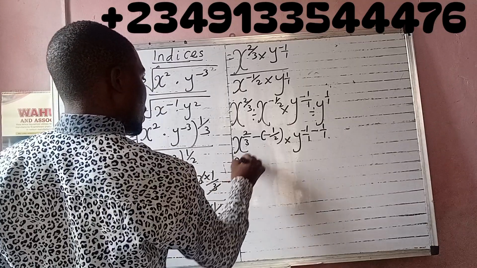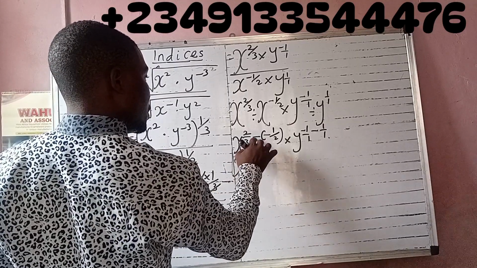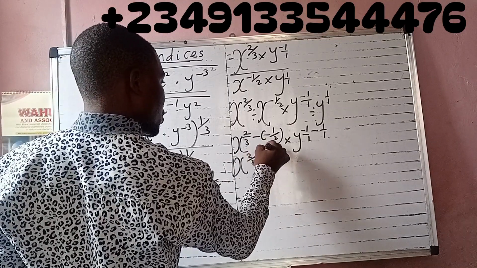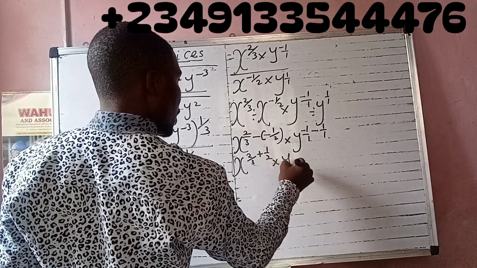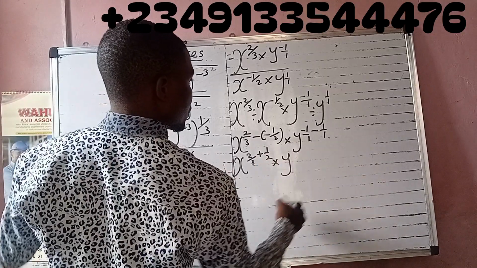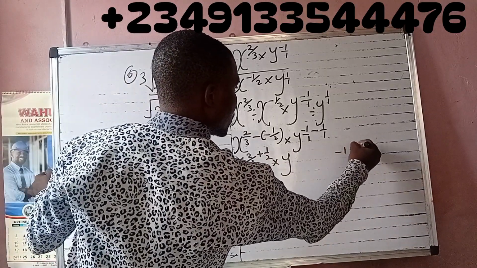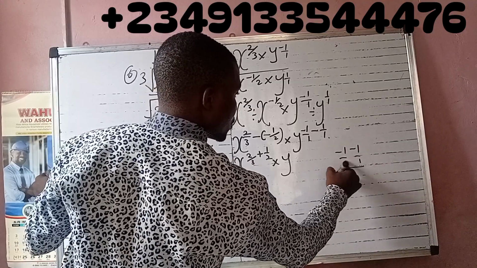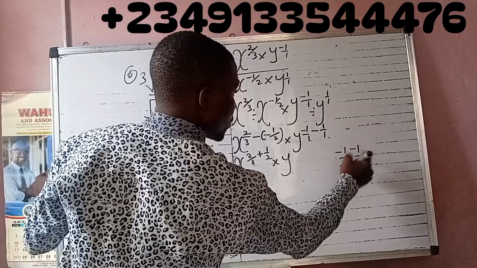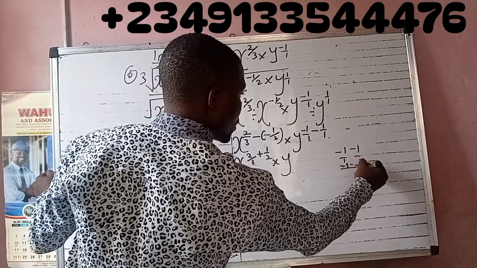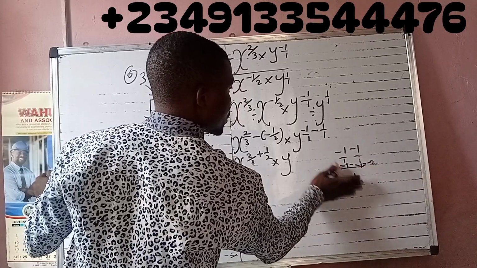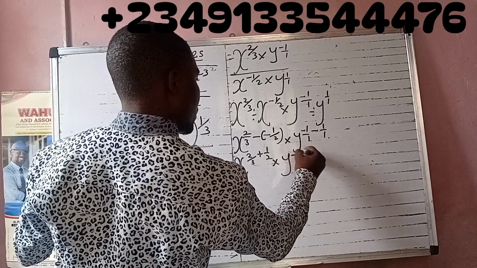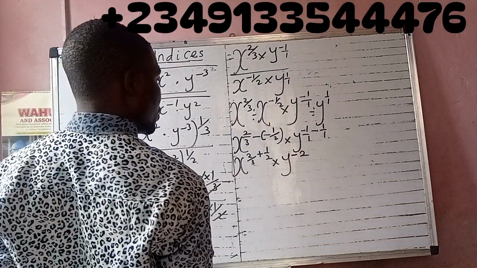So let's solve. x to the power 2 over 3, minus times minus will give us plus 1 over 2 times y. So let's solve this one. If you have minus 1, LCM is 1. 1 in 1, 1 times minus 1, so you have minus 1. 1 in 1, 1 times minus 1, you have minus 1. So everything will give us minus 2. So we have minus 2 here.